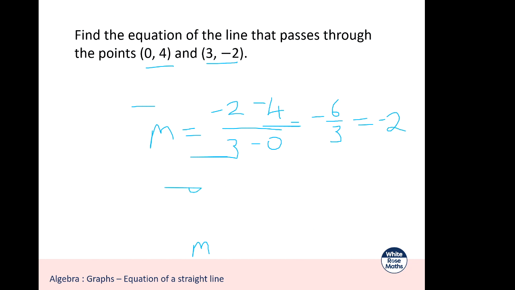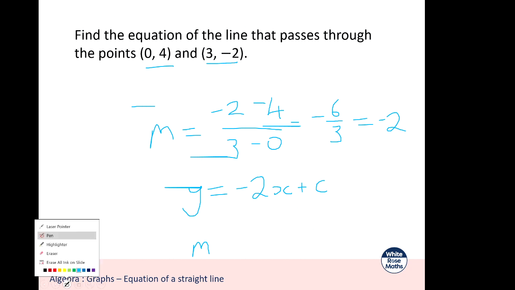So I've got y equals -2x plus c. Now the plus c is where it crosses the y-axis. If I look here, the x-coordinate is 0 and the y-coordinate is 4, so the c value is going to equal 4, because it crosses the y-axis at 4. So my final answer is y equals -2x plus 4. Does that make sense, guys? Let me know in the chat.